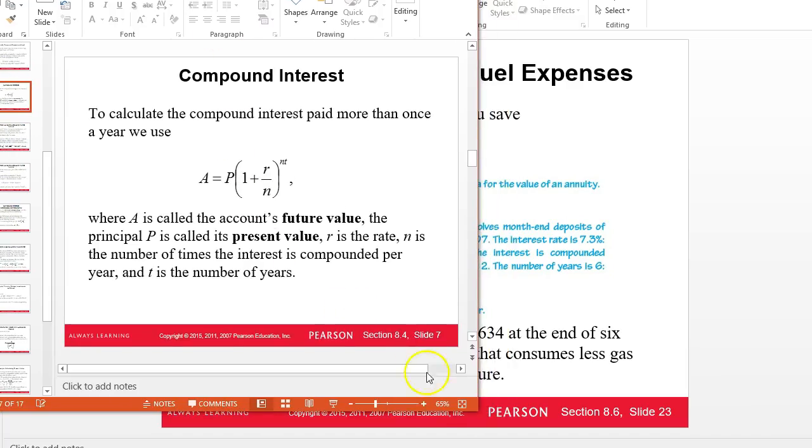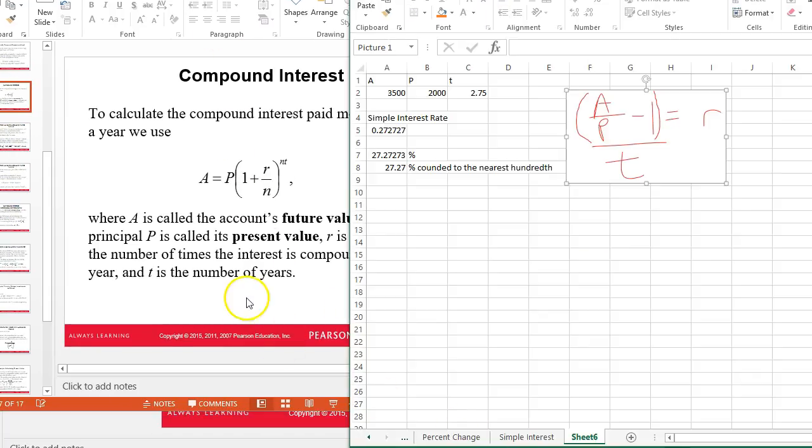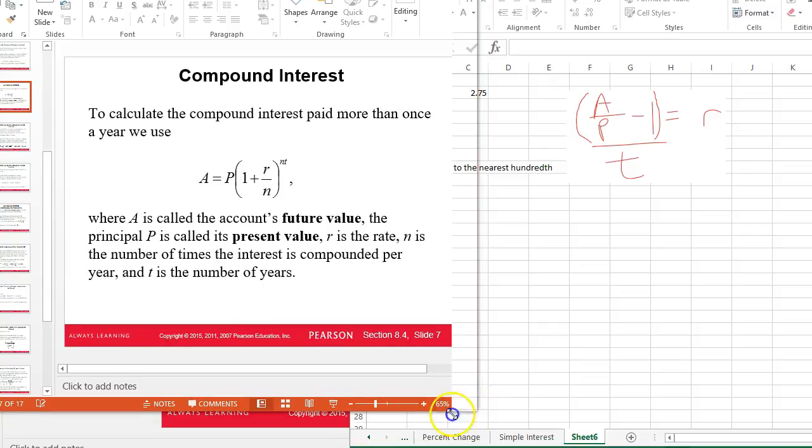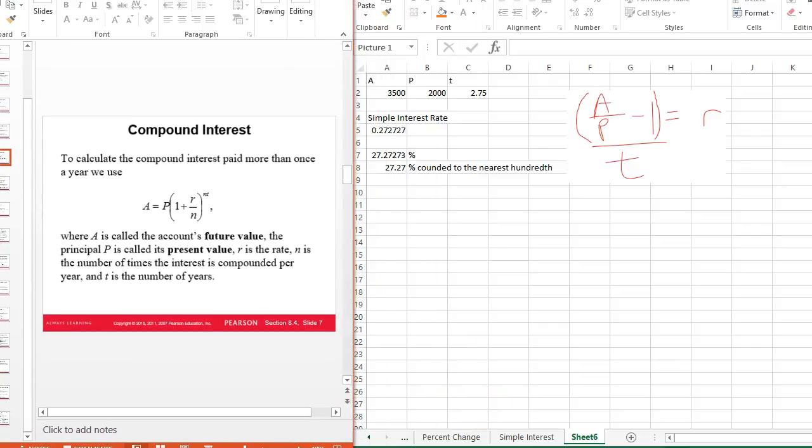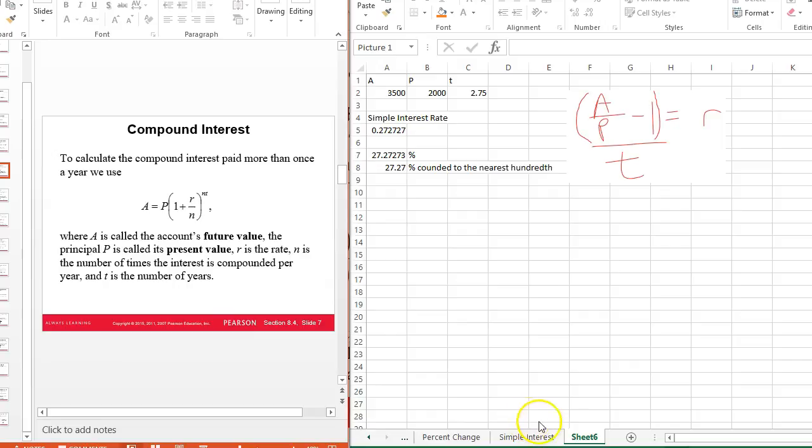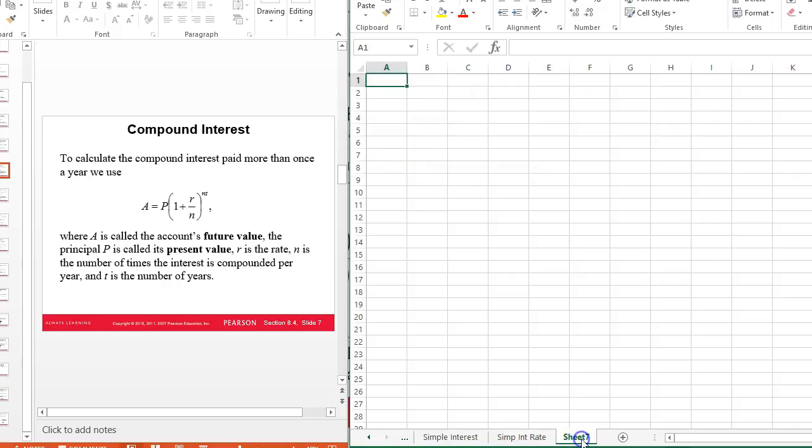Compound interest. Let me pull up our spreadsheet. Compound interest started to get a little bit more complicated. Not terrible. I'm going to call this one simple interest rate, the last one we did. Now we'll add another one. This one will be compound interest.